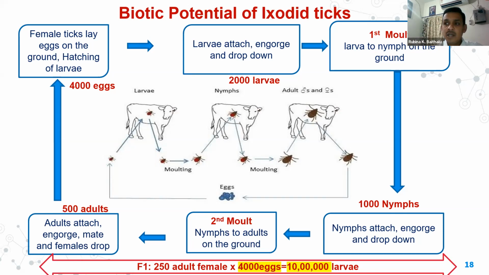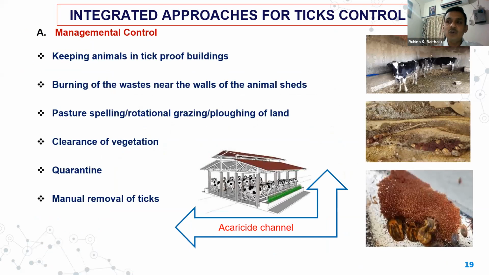From this, there are two methods to control these ticks. We should go for on-the-host treatment and off-the-host treatment. Why is on-the-host treatment required? Because whatever tick population is there on the host, you can treat. But whatever ticks are hiding in the cracks and crevices, you also go for off-the-host treatment. Then only you can control the whole tick population. Otherwise, it will remain a problem throughout.